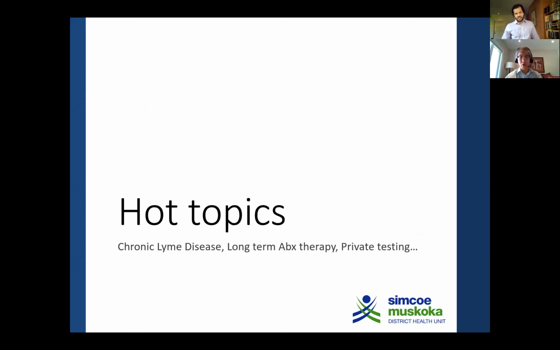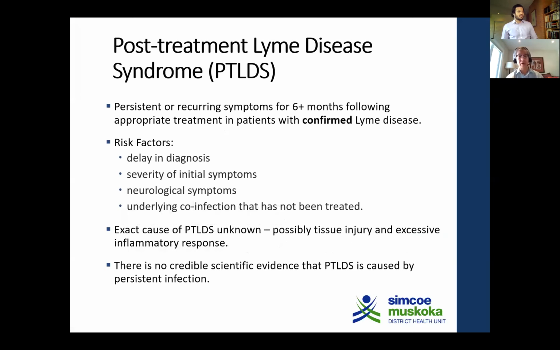Okay, so I'm going to go to the next section, hot topics or controversial topics, and talk about what is termed post-treatment Lyme disease syndrome. It's defined in mainstream medicine, that most of us practice, as persistent or recurring symptoms for 6 months following appropriate treatment in patients with confirmed Lyme disease. The risk factors do seem to be a delay in diagnosis, the severity of initial symptoms, neurological symptoms, and underlying co-infection that may not have been treated.